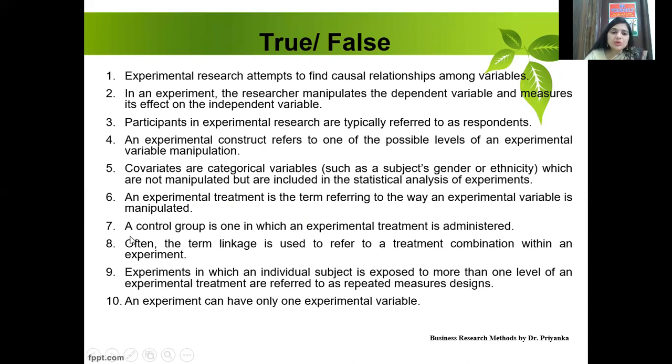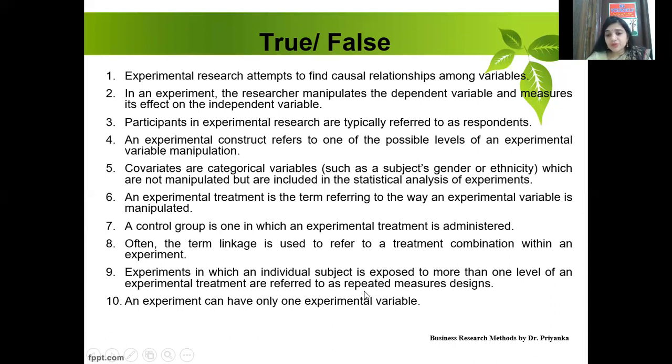Next is, seventh is, a control group is one in which an experiment treatment is administered. No, this is actually the group which is left behind. The one in which experimental treatment is administered is called the experimental group. Control group is one in which no experiment treatment is administered. Then eighth, often the term linkage is used to refer to a treatment combination within an experiment. Is it? The term is actually called cell. So it is false.